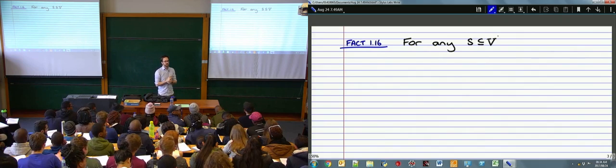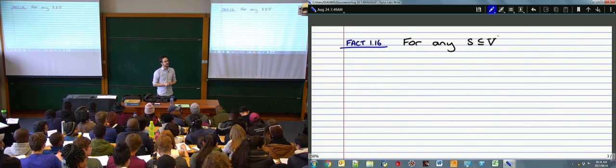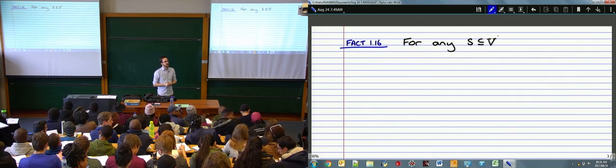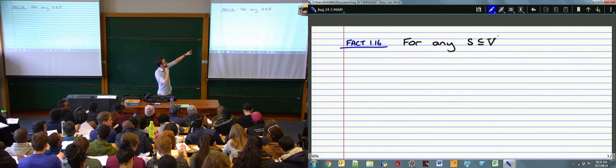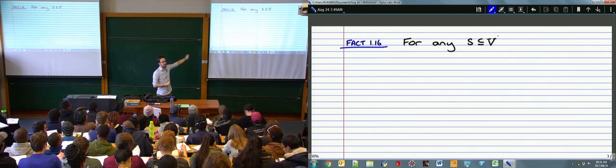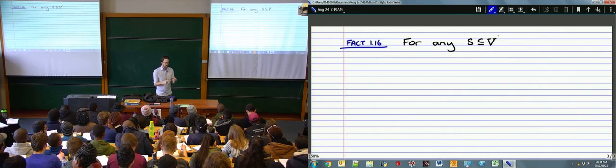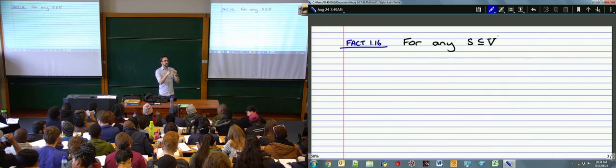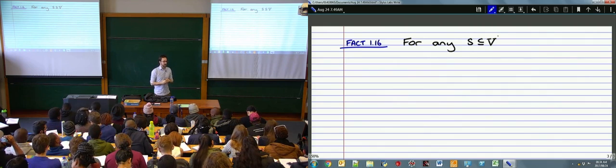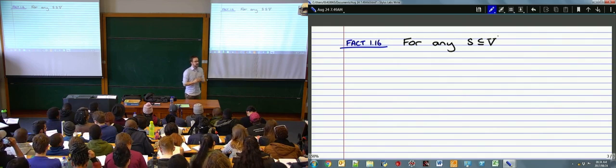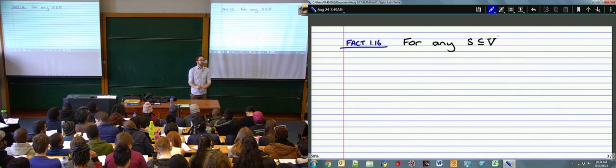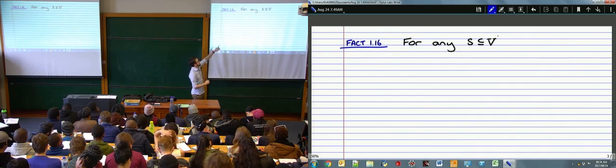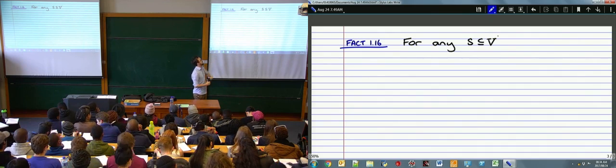Isn't that symbol the S is a subspace? No, this is the subset symbol. We said that a subspace is a subset, but then it's got to also satisfy some additional conditions. And those additional conditions were that it's a subset which is closed under vector addition and closed under scalar multiplication. Right? So this symbol here is just the subset symbol.